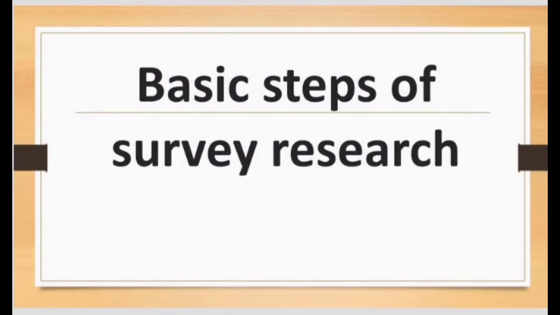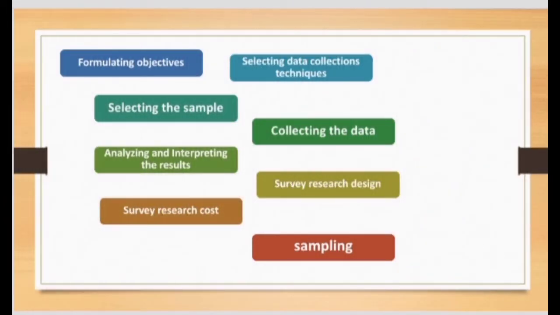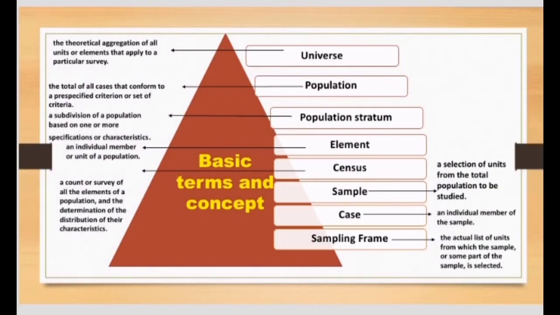In formulating survey research, here are the basic steps to follow: formulating objectives, selecting the data collection techniques, selecting the sample, collecting the data, and analyzing and interpreting the results. Survey research design: sampling. Before some standard techniques of sampling, it is important to understand the basic terms and concepts related to sampling. These are universe, population, population stratum, element, census, sample, case, and lastly sampling.